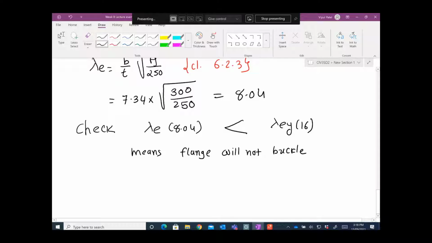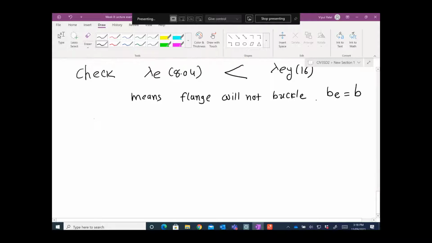The flange will not buckle, meaning that we have effective width equal to B. So in that case, the flange will not have any buckling problems. The flange is just going to stay as it is. There is no flange buckling occurring in this one. So the flange is fully effective. It means the flange will not have any issue of buckling, so this flange is fully effective. There is no buckling, so it's a fully effective flange.